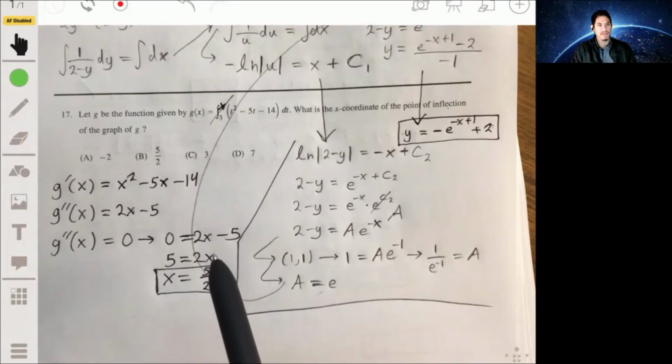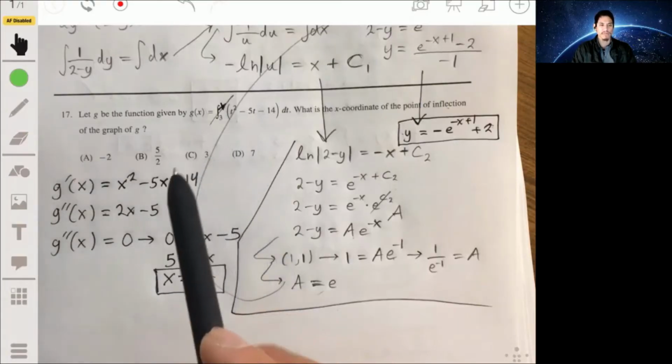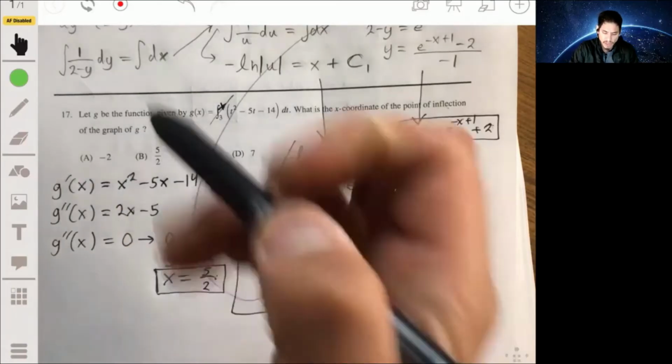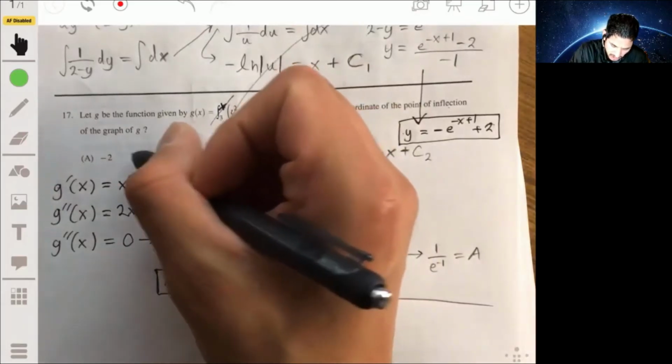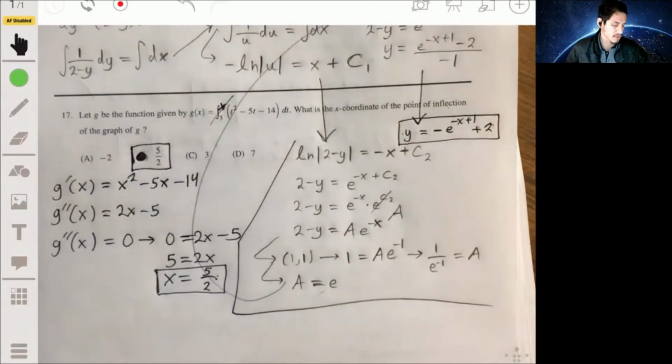Now, you can go further and check that the concavity changes, but in this case, you don't even have to go any further because it only gives you one possible answer of 5/2. So then we know it's going to be B. So use that just as the benefits of a multiple choice test, as logic.